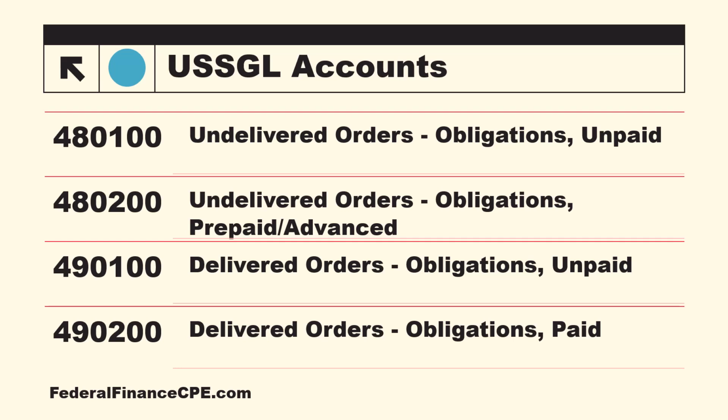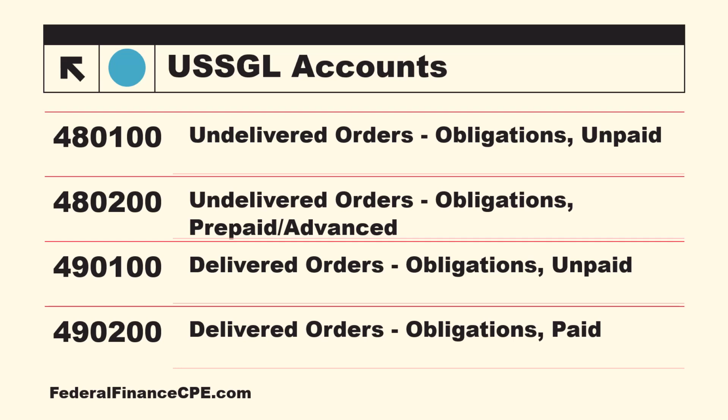Then there's account 490100, delivered orders, obligations, unpaid. This tracks items or services we've received but haven't yet paid for. Imagine when those office supplies arrive at your door, but the invoice is still being processed for payment. The proprietary entry here would be to create a payable such as 211000 or accounts payable.